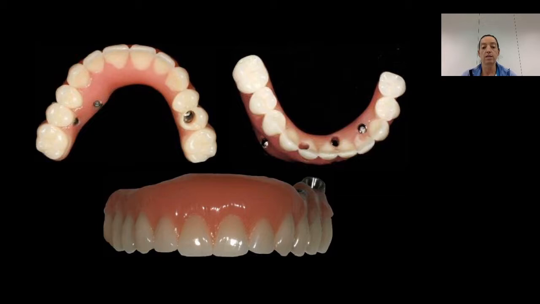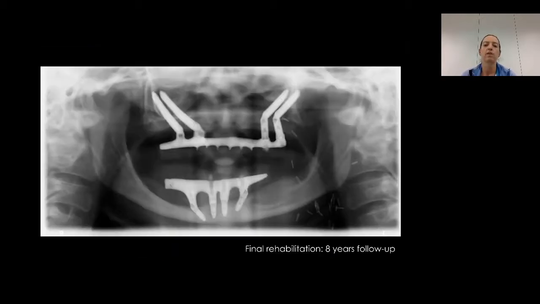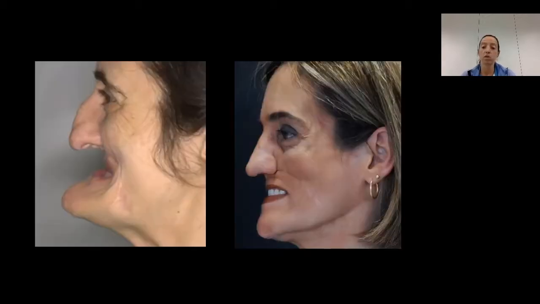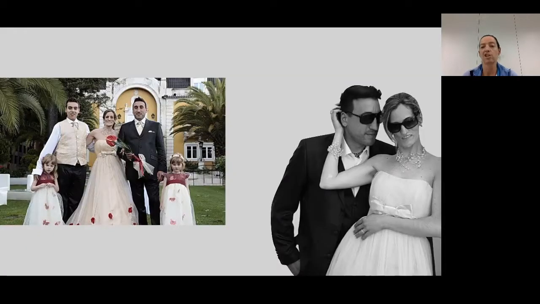So this is how it looked with the final prosthesis, and this is how the OPG looks with the final rehabilitation. This is how Barbara looks now. As you can see, we were able to improve her function and her aesthetics a lot, and basically she got married again. I got to go to her wedding, which is always good.